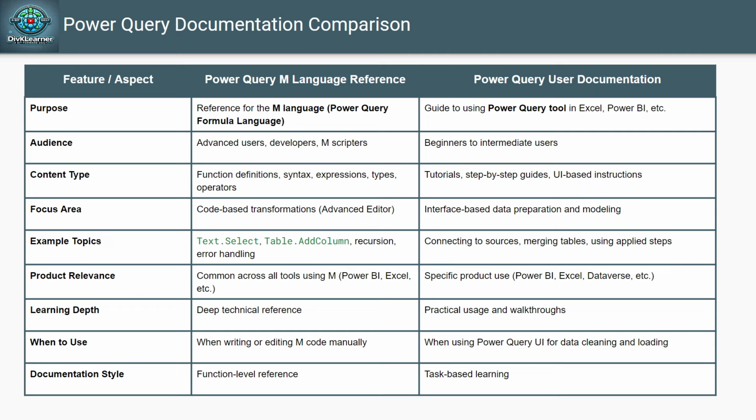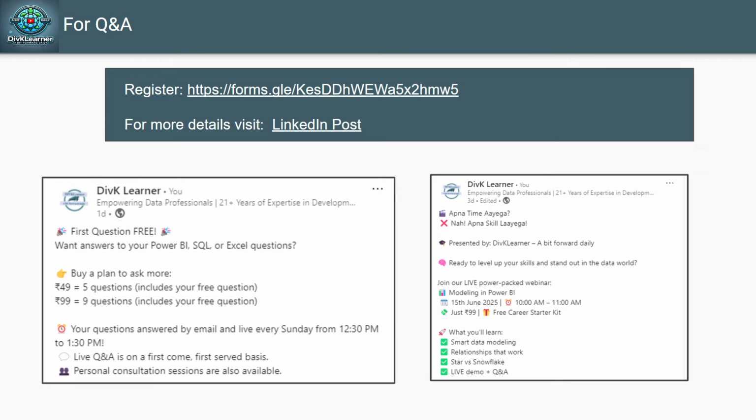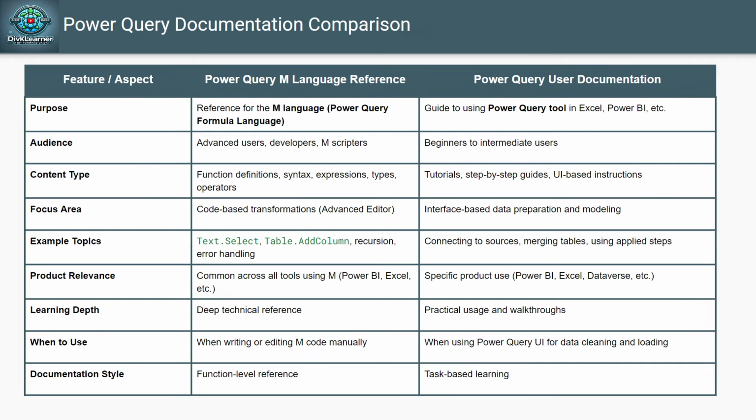Then the documentation style that has been given by Microsoft: Power Query is task-based learning, whereas the Power Query M language is a functional level reference. That's where the documentation differs. So this was the thing that I wanted to talk about in this video. As I mentioned, in successive videos, we'll be working on the Power Query user documentation. I'll be keeping them simple so that you can learn.